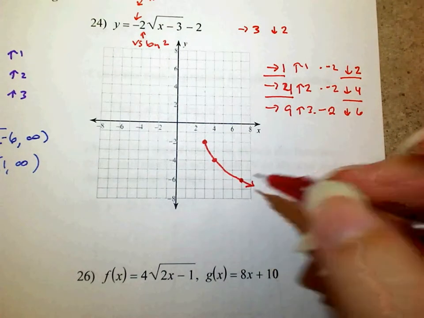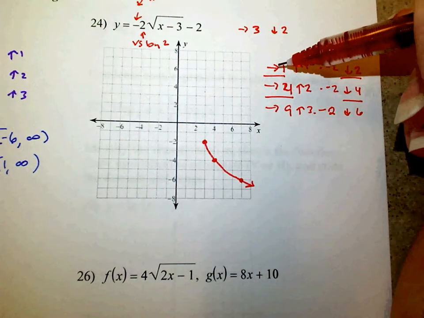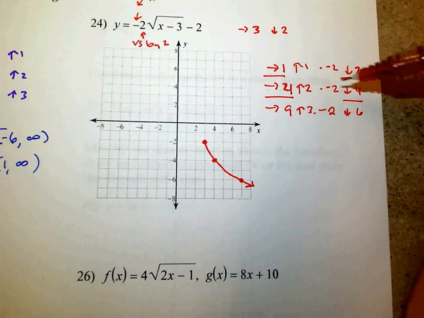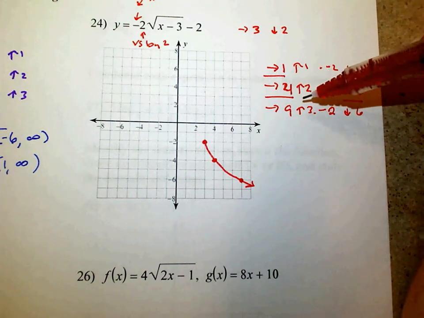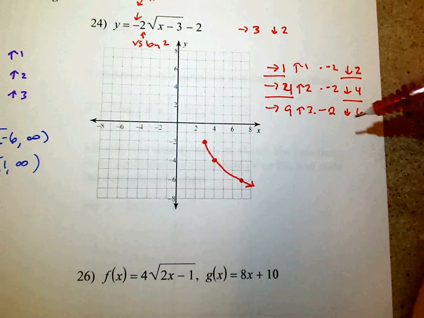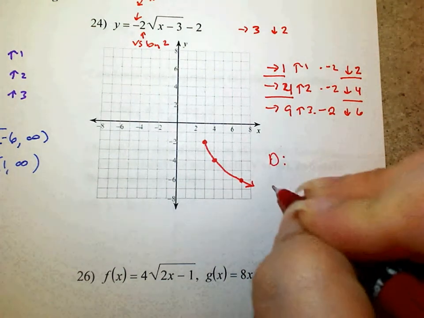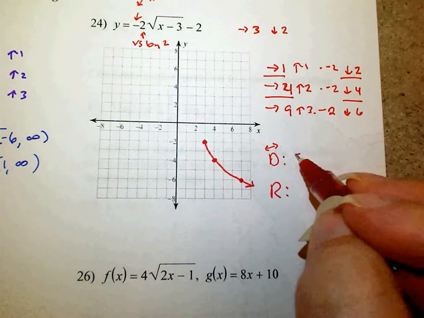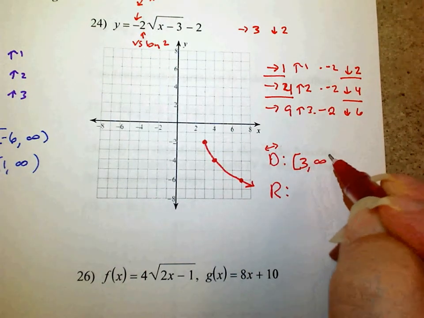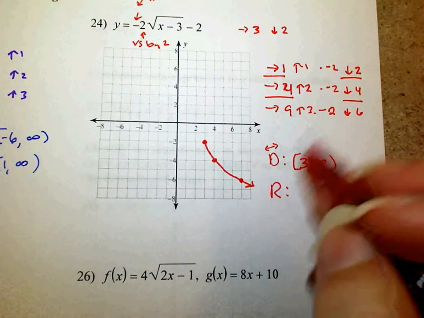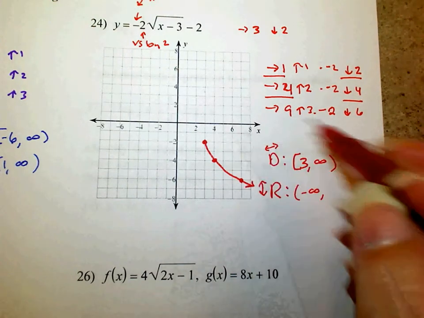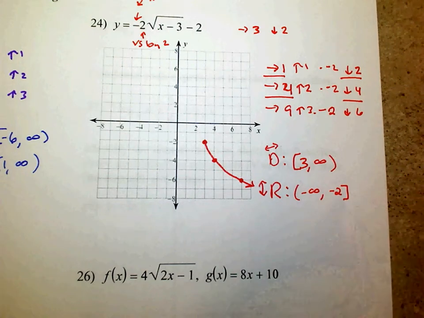Okay, so the right 1, up 1, multiply it by negative 2, and I'm going to go down 2. To the right 4, down 4, because 2 times negative 2. To the right 9, down 6, but we can't see that, so we'll just do domain and range. Domain is left and right, so the farthest to the left I go is 3, and then the farthest to the right is infinity. Range is up and down. The lowest I go is actually negative infinity, and then the highest you go is negative 2. Remember, low to high. Okay.